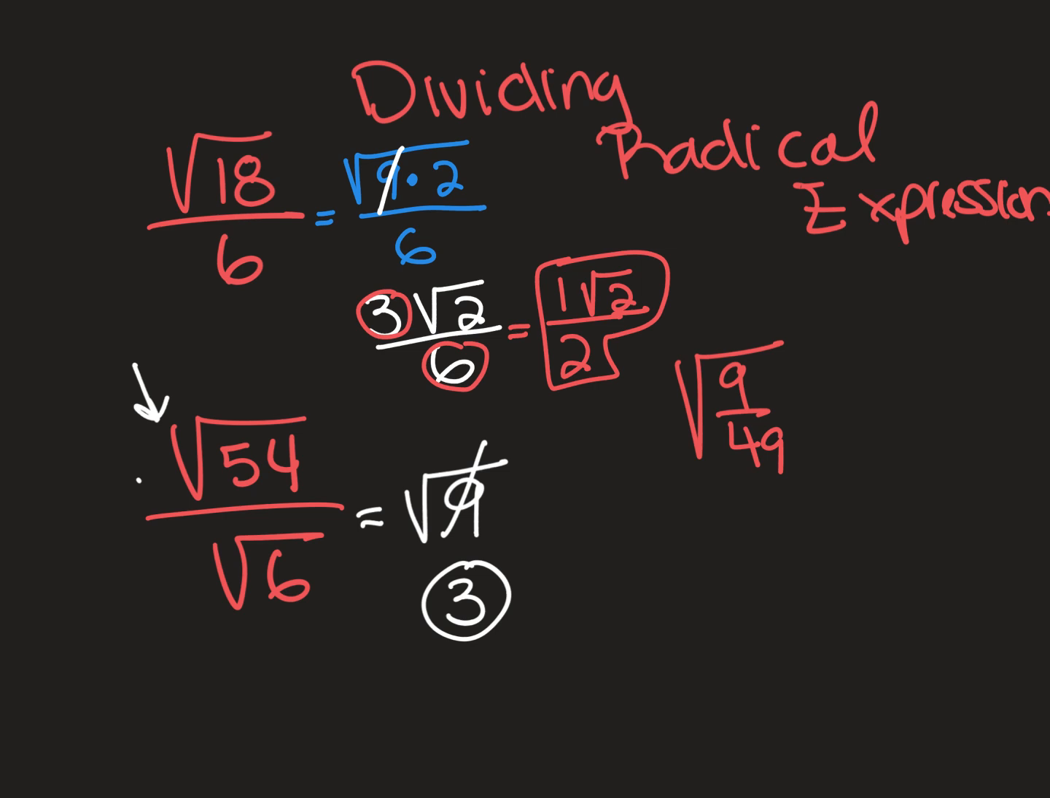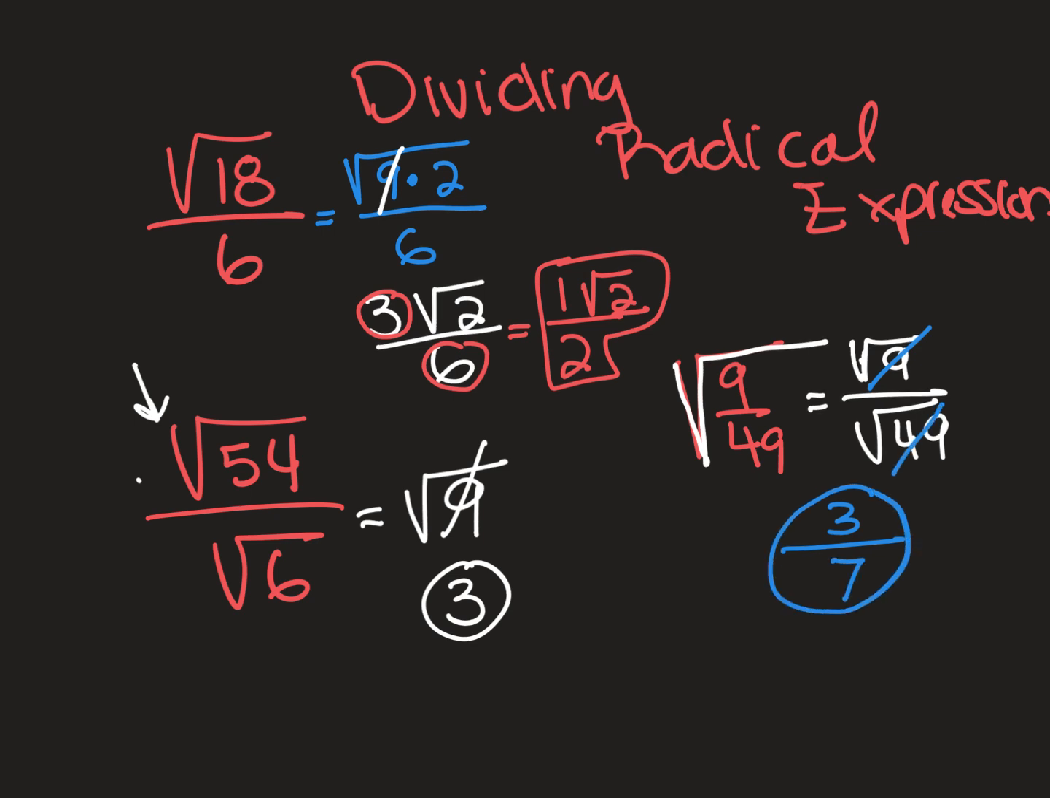Here on this third one, it's showing the radical completely covering the top and the bottom. That's really just another way to say that you're taking the square root of the top and you're also taking the square root of the bottom. These are perfect squares, so I'm going to go ahead and work them out. The square root of 9 is 3, and the square root of 49 is 7. So that would be my final answer for this one.